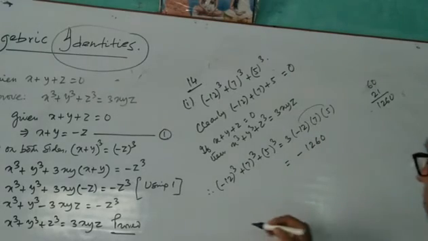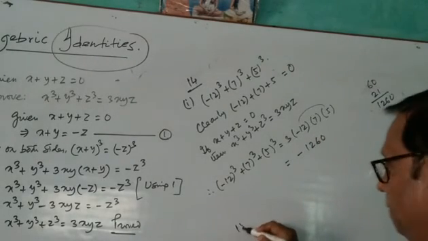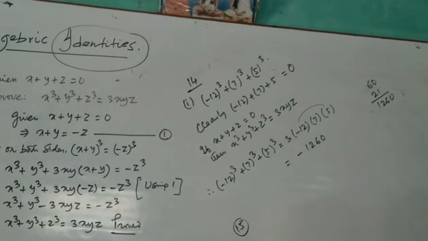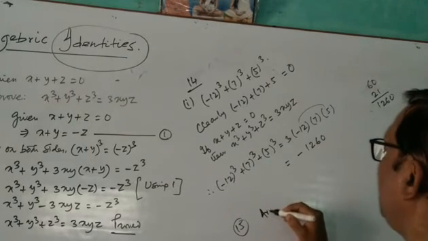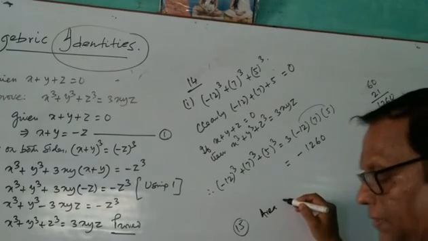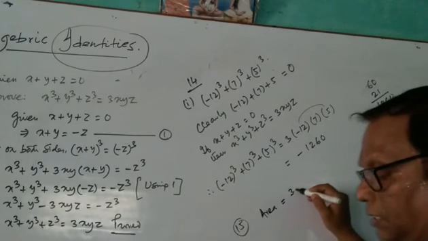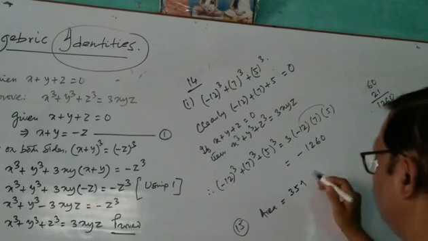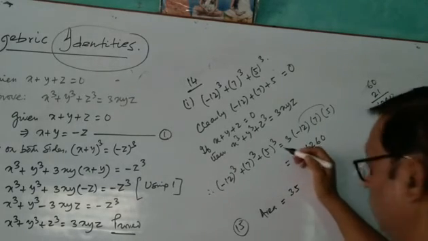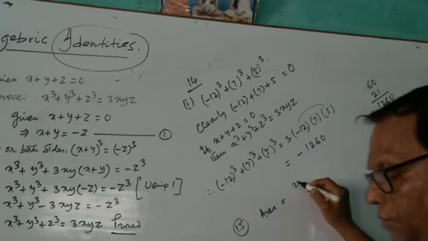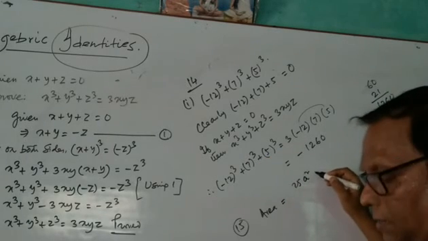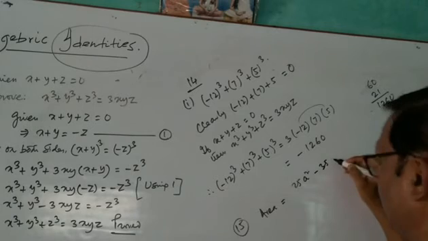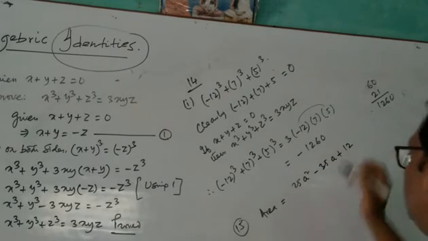Now, question number 15. Give possible expressions for the length and breadth of each of the following rectangles if their area is given. First question, 25a² - 35a + 12.